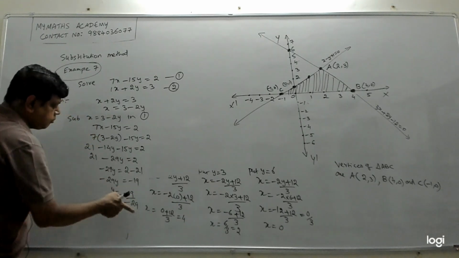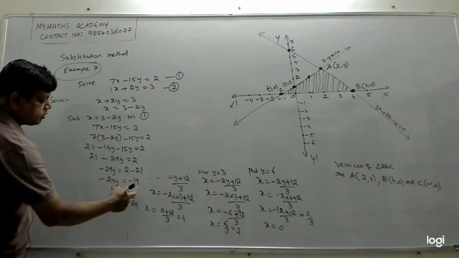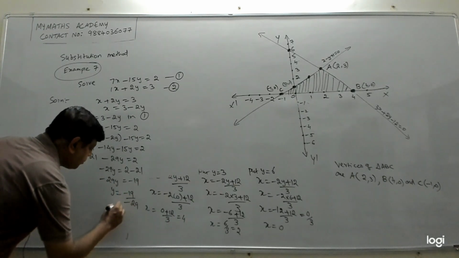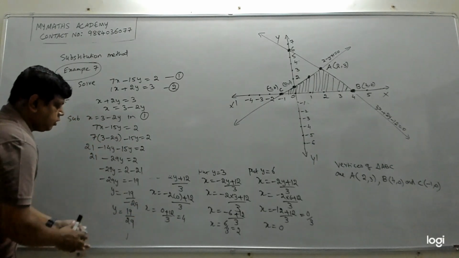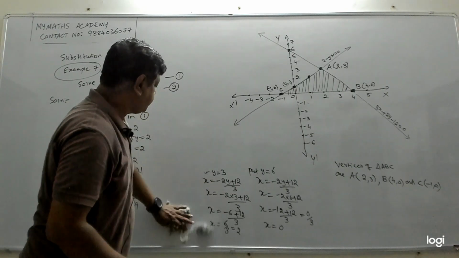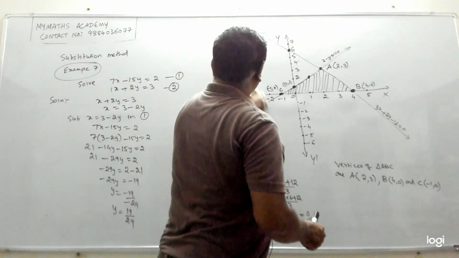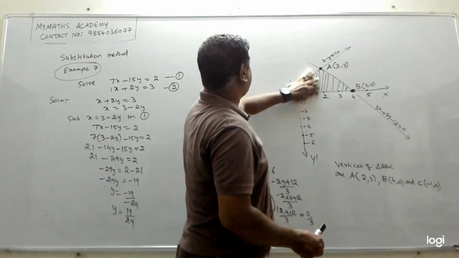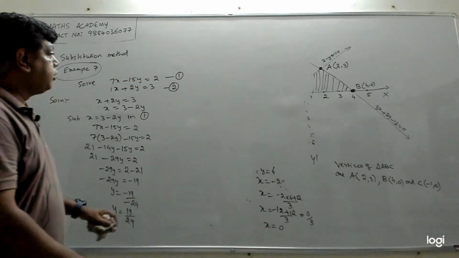So my y becomes minus 19 by minus 29. This 29 goes to the other side, it will go to the denominator. Here it is a numerator, when it goes this side, it will go to the denominator. So minus minus will get cancelled. I'll get my y as 19 by 29. Now we have found the value of y. Solve means we need to find both x and y, and then we will get the answer.